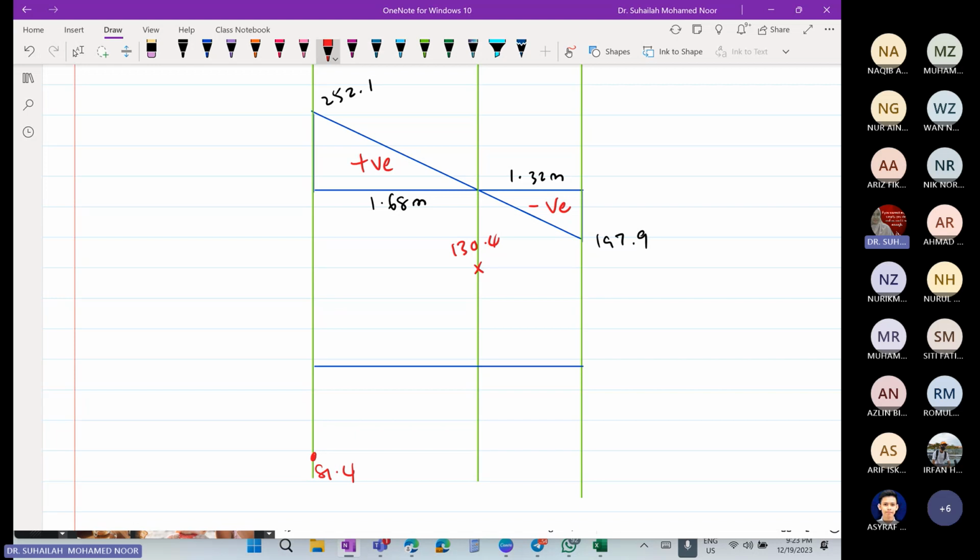And we have to minus the second triangular. So this 130.4, we minus the area of second triangular, 1.32 times 197.9. Okay? Seems like 0 point something, 0.2. So because of the decimal places, it is 0.